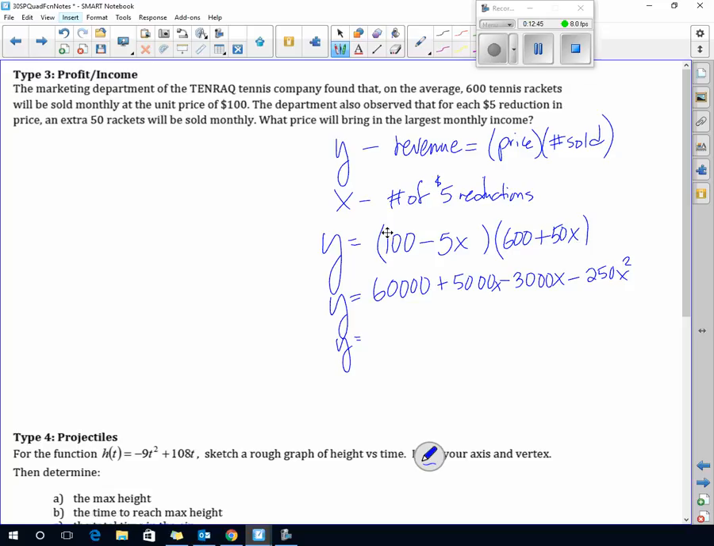Okay, so then it's going to be minus 250x squared. Inner is 5,000x minus 3,000x, so 2,000x. And plus 60,000. Y equals minus 250x squared.